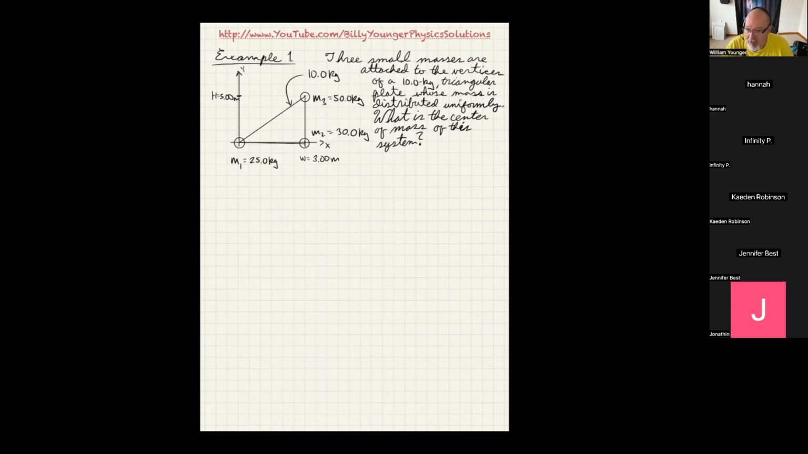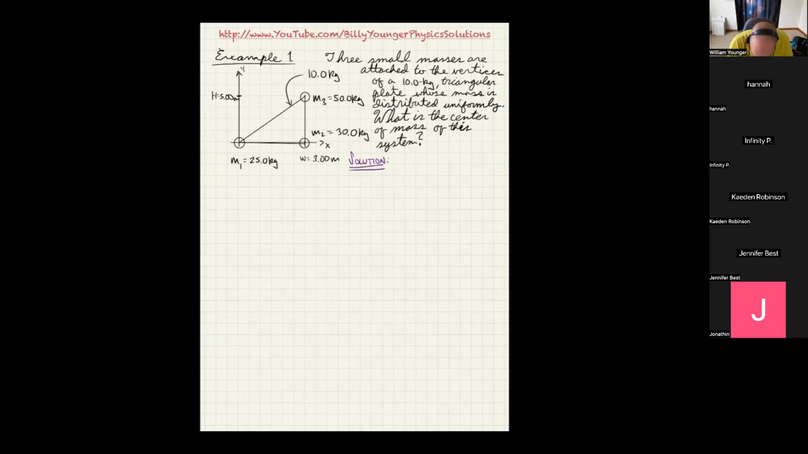So I'm making use of that rule that we've learned regarding the center of mass of triangular plates. Okay. So let's start by reiterating exactly what formulas we're going to use. So here's the solution.